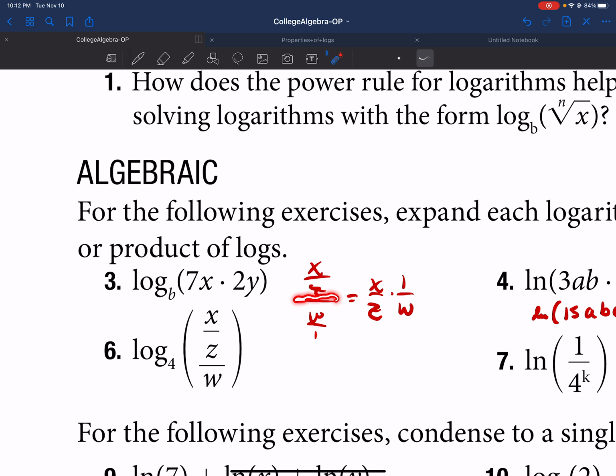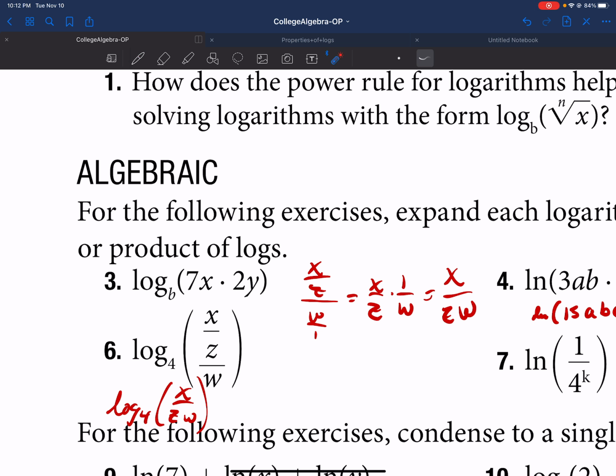So reversing division will reverse it to multiplication. You know, you just flip and multiply to multiply fractions. And then how do we actually multiply fractions? We go straight across the top. I get x, and then straight across the bottom, I get zw. So this really is log base 4 of x over zw.